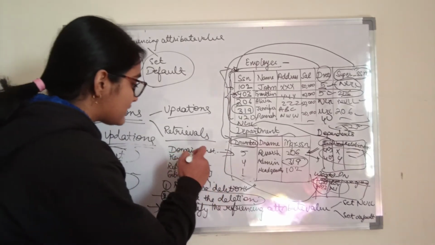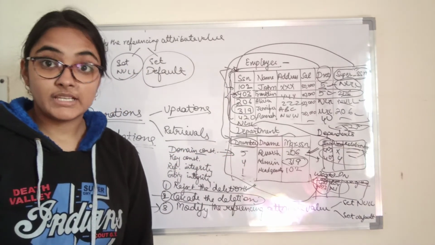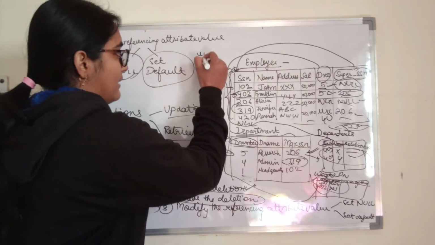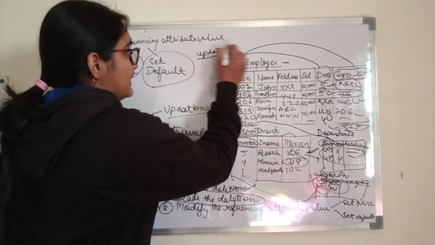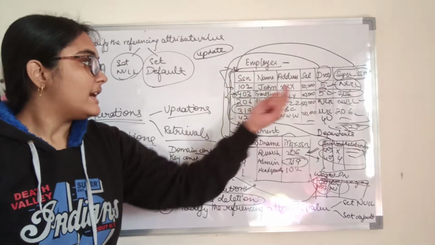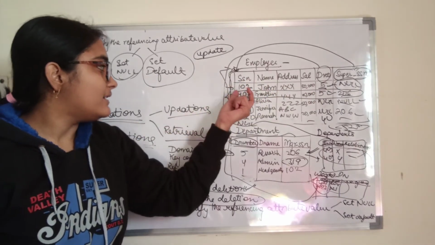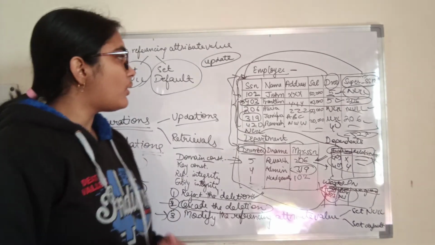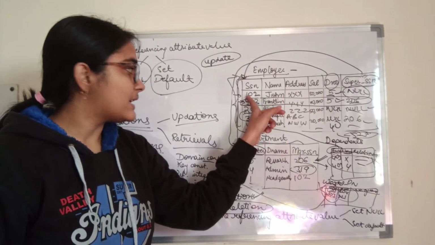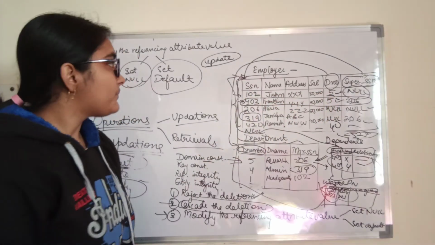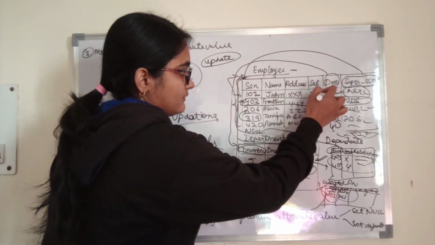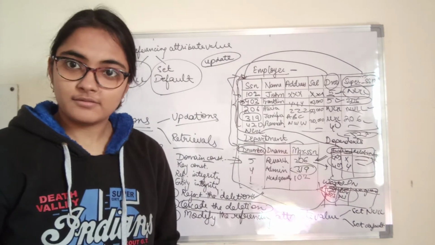Can it lead to domain constraint violation? Yes. How? Let us say I want to update the value of salary of this employee whose SSN is 102, right? So I want to update this salary as XXX. So domain constraint is violated, right?